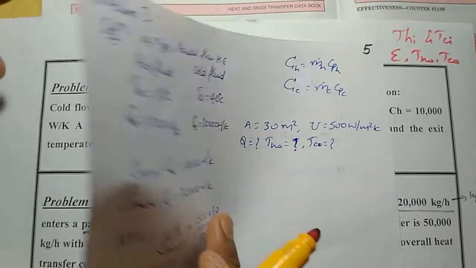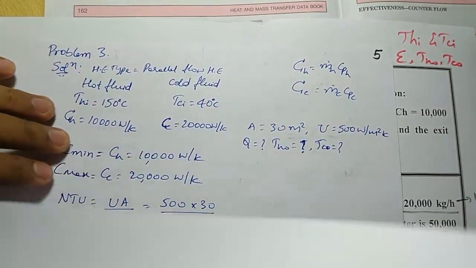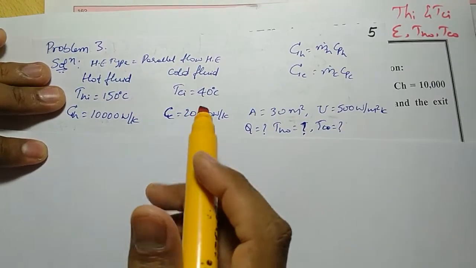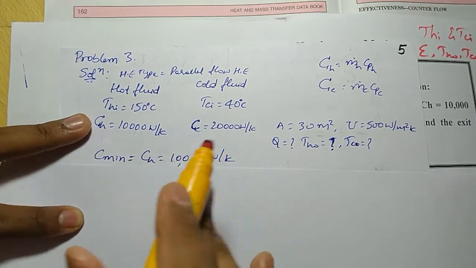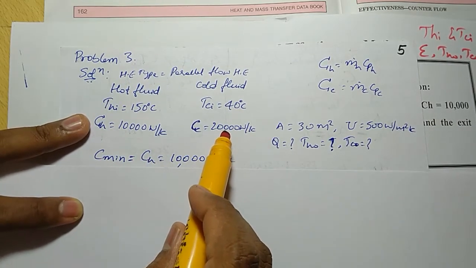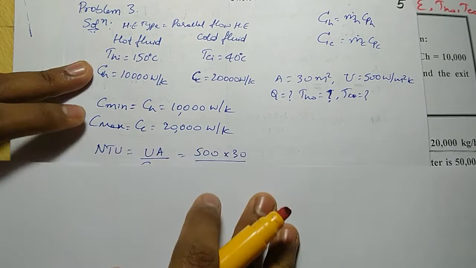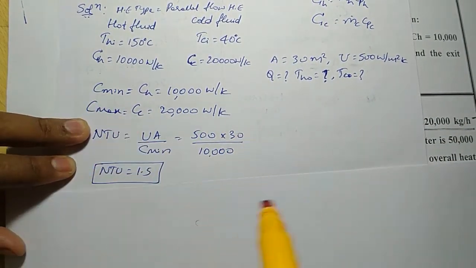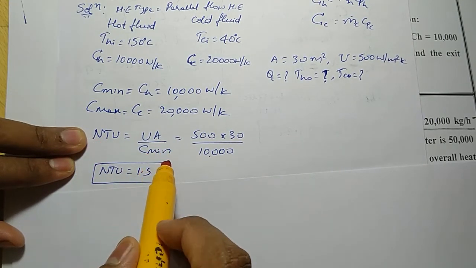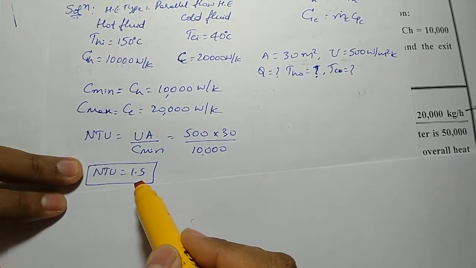From this problem, which one is the minimum value? CH is the lesser value, 10,000. Therefore CH becomes C minimum, and the larger value, CC, becomes C max. Once you know C minimum and C max, next you have to find out the C value and NTU. NTU is equal to UA by C min. You substitute the U, area and the C minimum value, and we get 1.5.